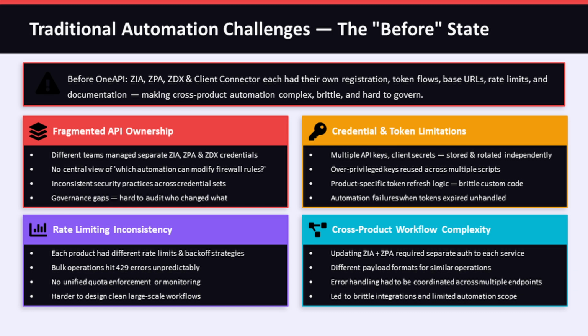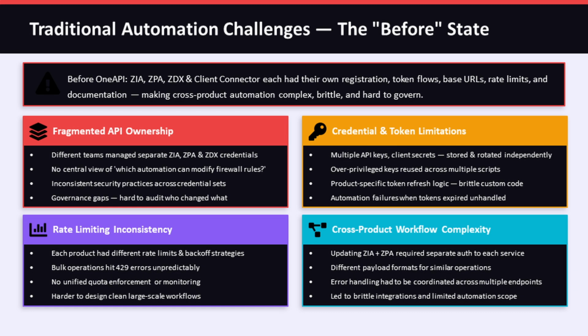Let's go back to the world before One API. In the traditional model, every Zscaler product, ZPA, ZDX, and Client Connector, had its own API registration process, its own token request flow, its own base URL, its own rate limiting strategy, and its own documentation style. For an engineer writing automation, this meant learning and maintaining four fundamentally different API environments simultaneously. This created four compounding challenges.